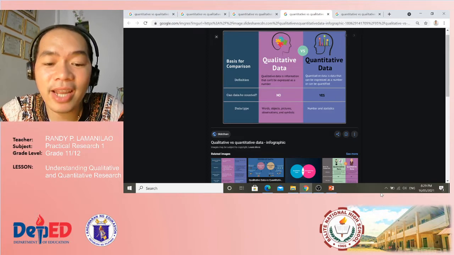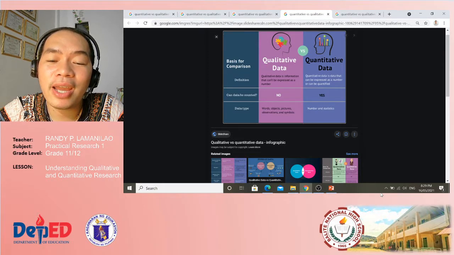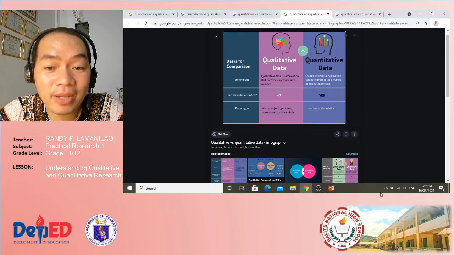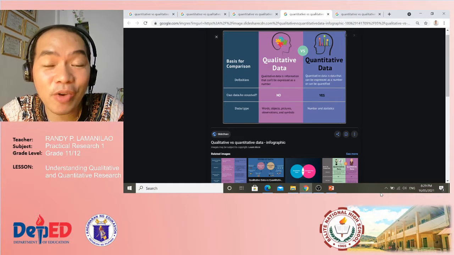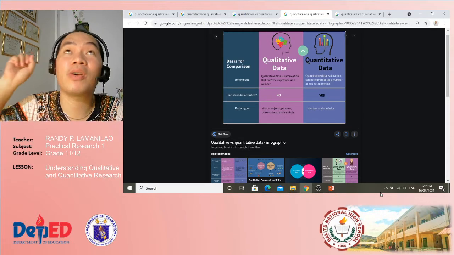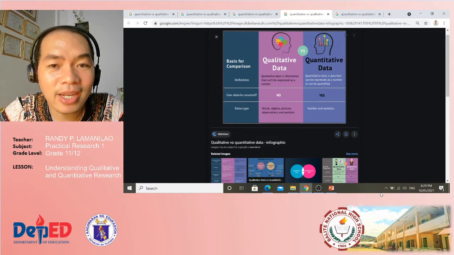Next, tingnan natin ito. Kapag definition yung pinag-uusapan, ano nga ba ang qualitative? Ito yung information that cannot be expressed as a number. Hindi ini-express as a number kapag quali. Kapag quantity, numbers yung pinag-uusapan. Tama? Kuha. Kapag quantity, numbers.